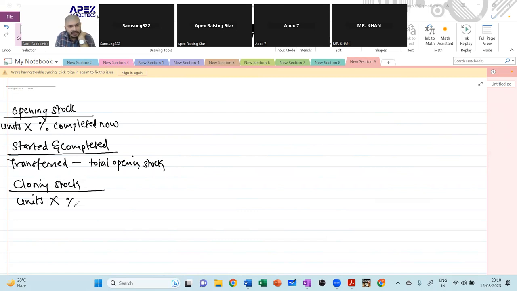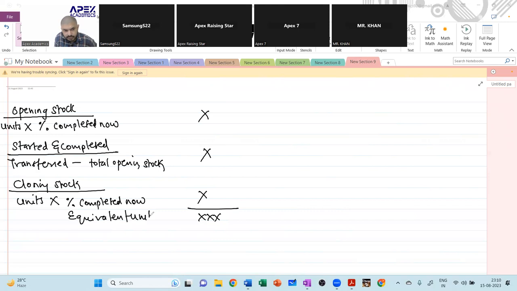Units multiplied by percentage completed now. What is the addition of all of this? This is your equivalent units under first in, first out.